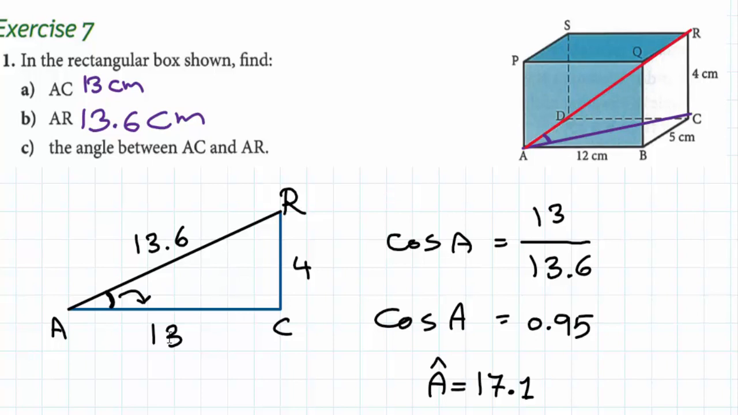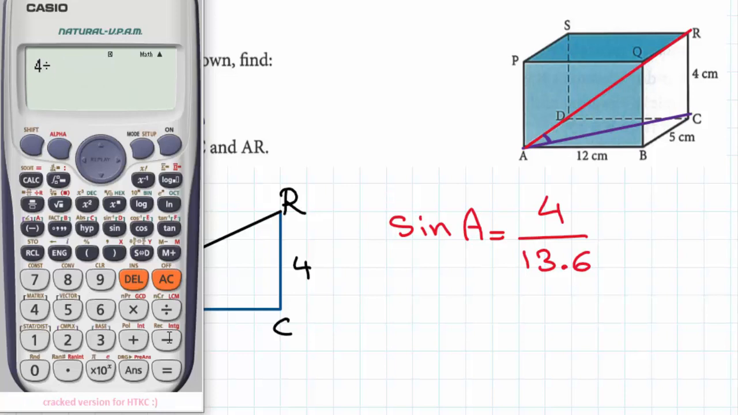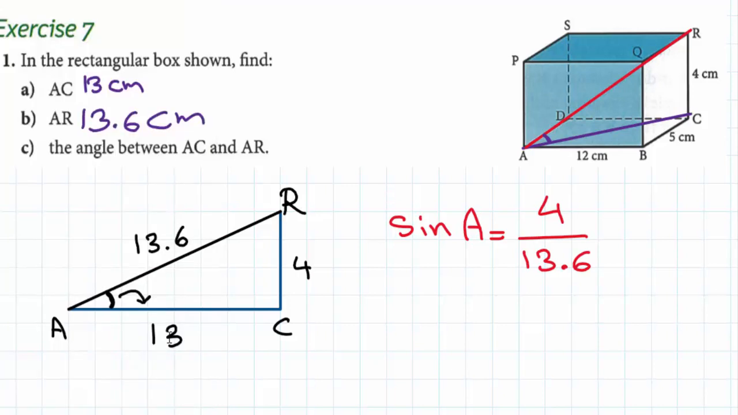Let's try to find this angle using sine. If we want to use sine, then we're going to use opposite and the hypotenuse. Sine of A is equal to opposite, which is 4, over hypotenuse 13.6. Now 4 divided by 13.6 is equal to 5 over 17. Then we need sine inverse of the answer, which gives 17.1. So angle A is 17.1.